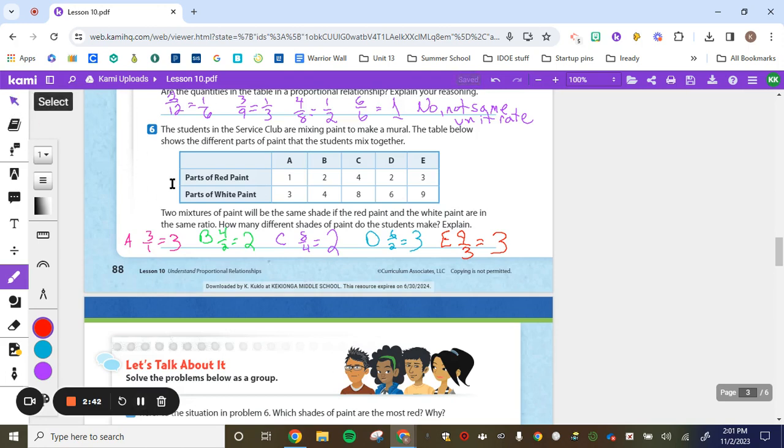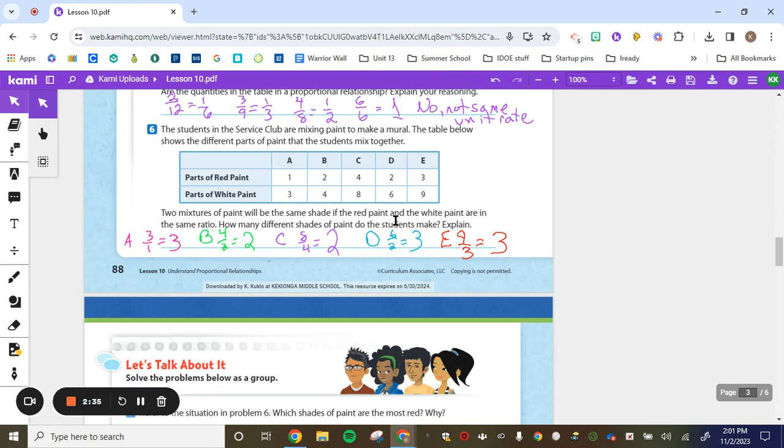So now question 6 says, when you mix 2 types of paint, how many different shades of paint do the students make? Well, when I set up my ratios of white paint to red paint, I got 2 of them. 3 of them have a unit rate of 3 and 2 of them have a unit rate of 2, which means that they made 2 different shades of paint, because if it has an equal unit rate, it will have an equal ratio of pink to red.